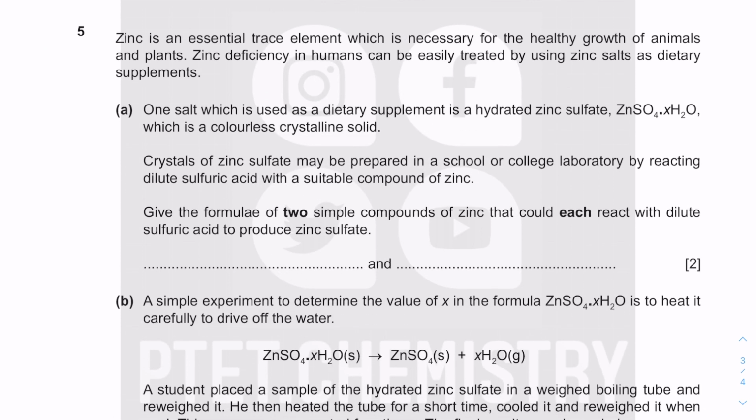So we have zinc, and we have one salt, which is a hydrated compound. A hydrated compound has water of crystallization. All of these were mentioned in my lecture tutorial, which you could revisit, of course. So crystals of zinc sulfate, you can prepare zinc sulfate. Zinc sulfate is what you call a salt because it contains a sulfate ion. This is called a sulfate ion.